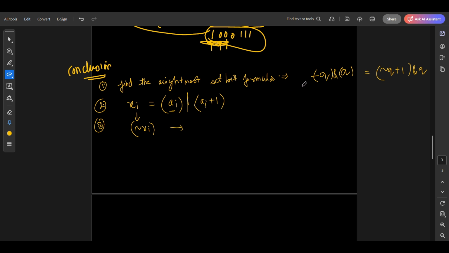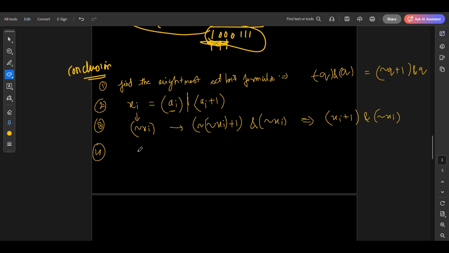Then we will try to find the rightmost set bit for this number. Rightmost set bit of this number means invert of xi. We will input my invert of xi in the place of q. So it will be invert of xi, invert of this plus 1, and invert of xi. And it will be equal to xi plus 1 and invert of xi.